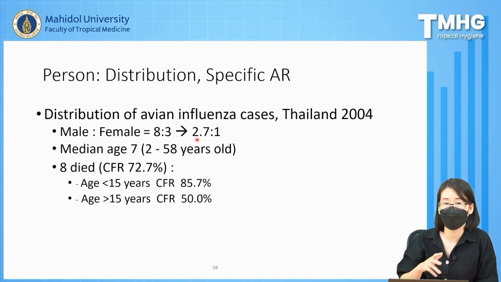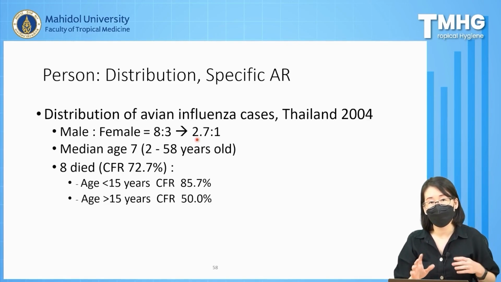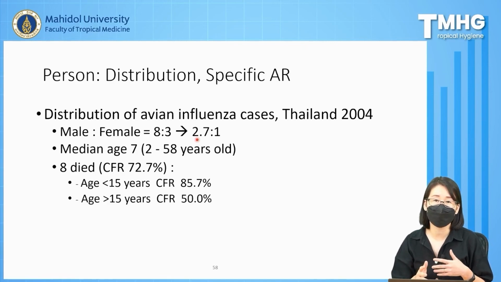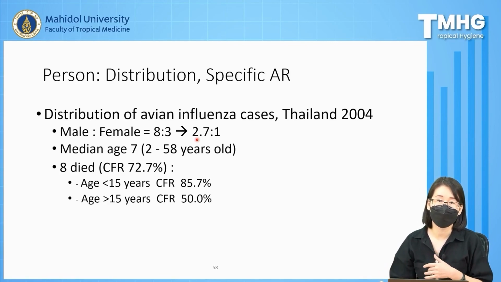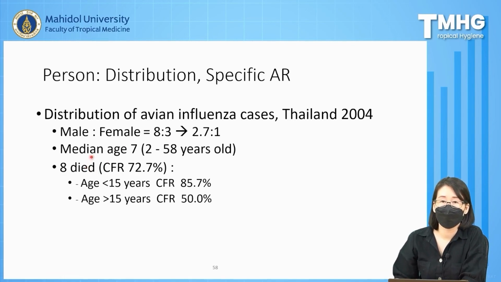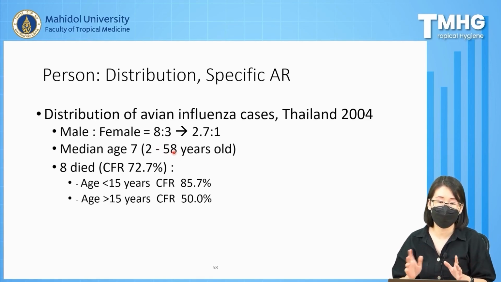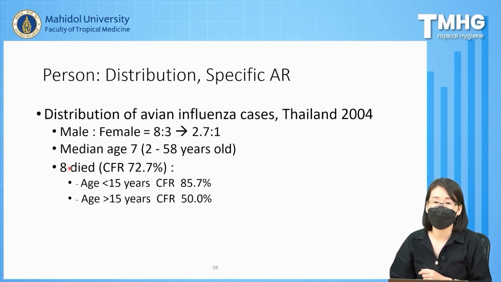It's because farmers tend to be male more than female, right? Okay, so median age equals 7, which ranges from 2 to 58 years old, which is active working age. And 8 died, so the case fatality rate equals 70%.